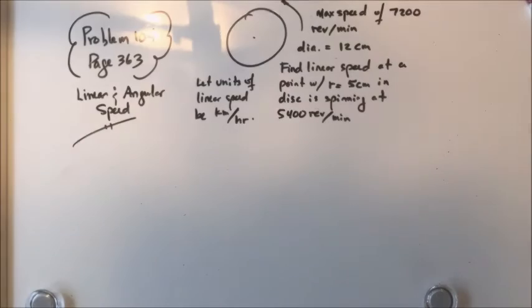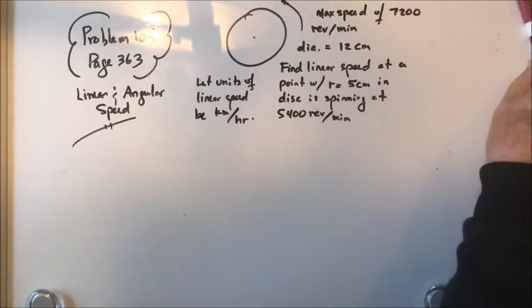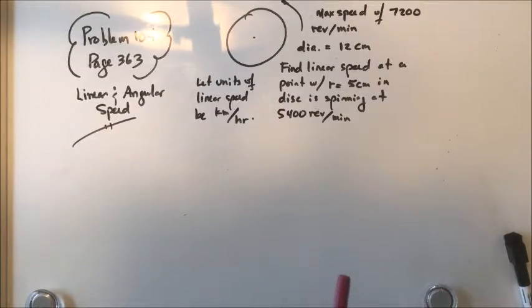All right, last problem here, problem 104, page 363. You have a similar assigned problem. You have 103 on the same page assigned. This is about linear and angular speed, and here's the problem.